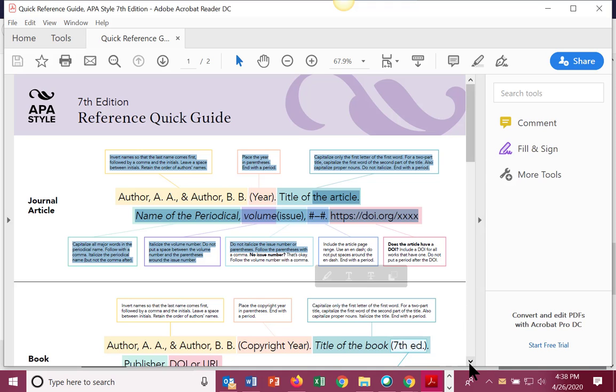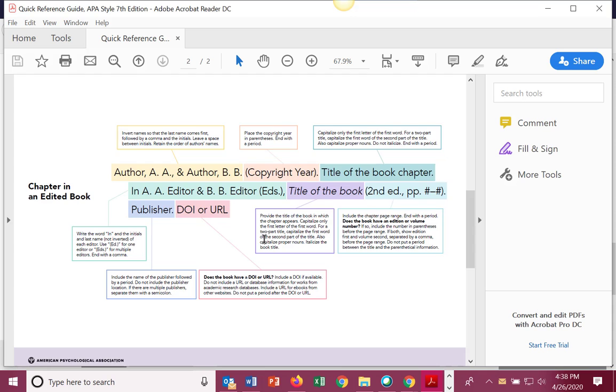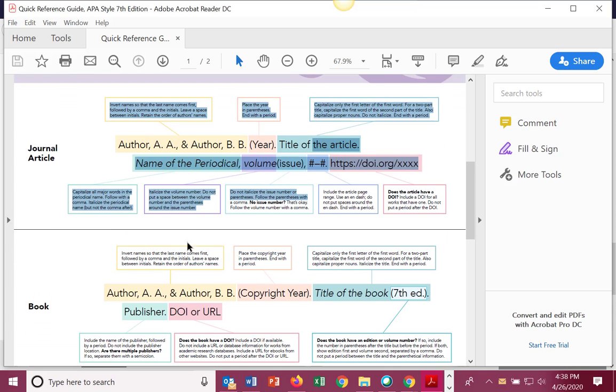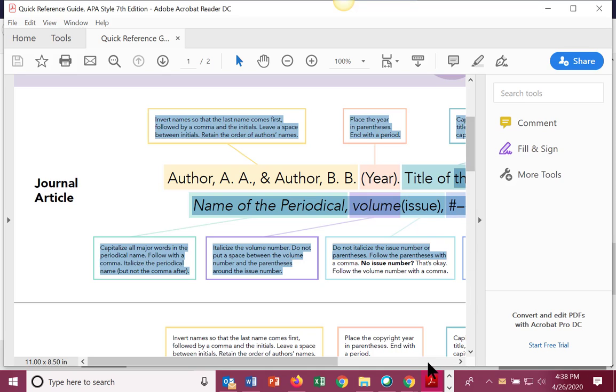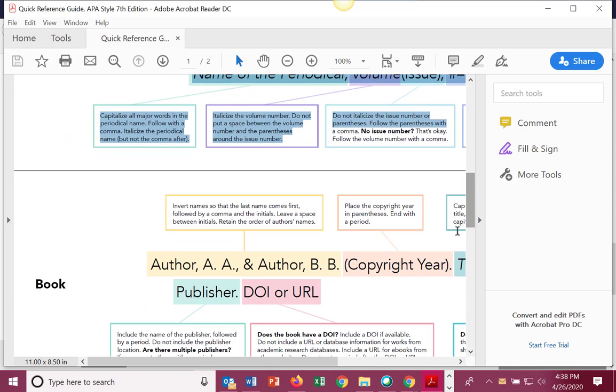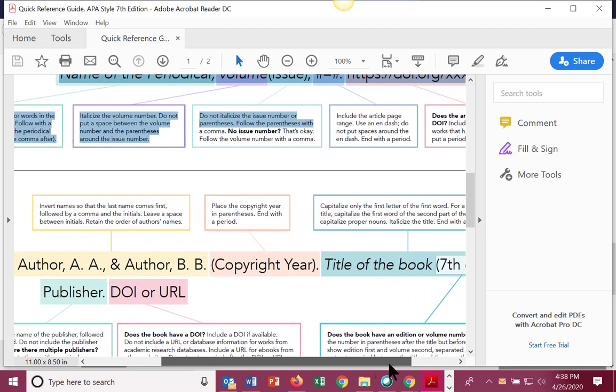Here is a book at the bottom. Let me go ahead and bump it up a little bit more. Excuse me here while I scroll down. And this is the basic format you can see here.